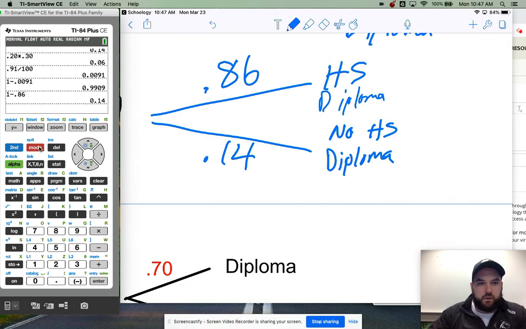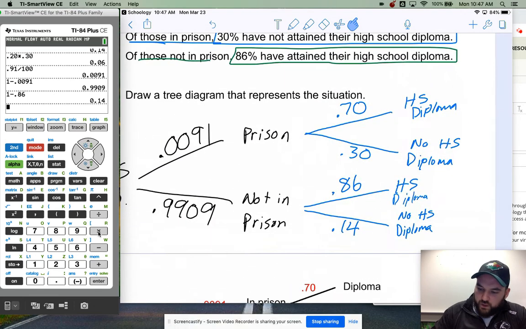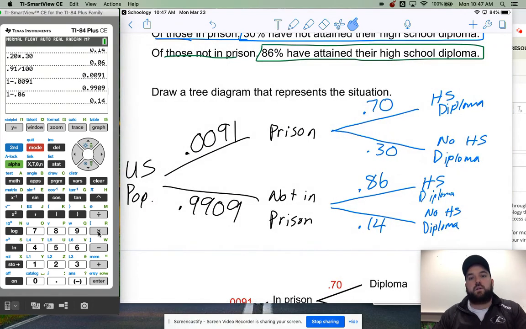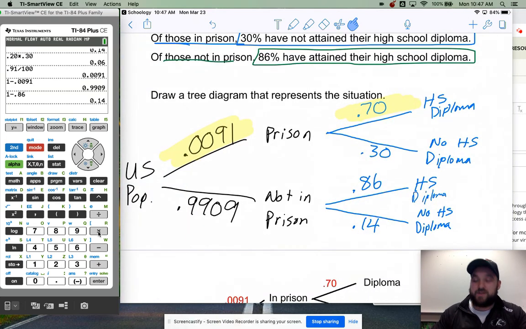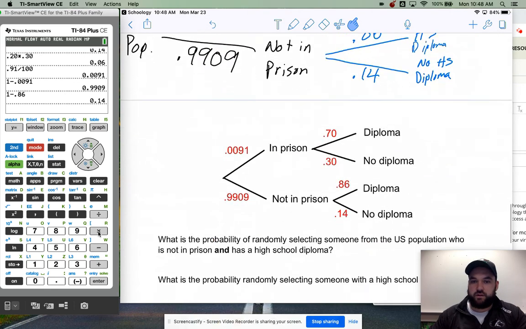Okay, oops, don't want to graph it. So this is our tree diagram. And then based on what we're being asked, we could answer questions based off of this. Again, if you wanted to find the probability that someone is in prison and has their high school diploma, I would take the probability they're in prison times the probability that they have their high school diploma if they are in prison. And that would give me the probability of picking someone at random in the entire US that is in prison with their high school degree. Okay, so that's the setup of our tree diagram, and then we can answer questions off of it.